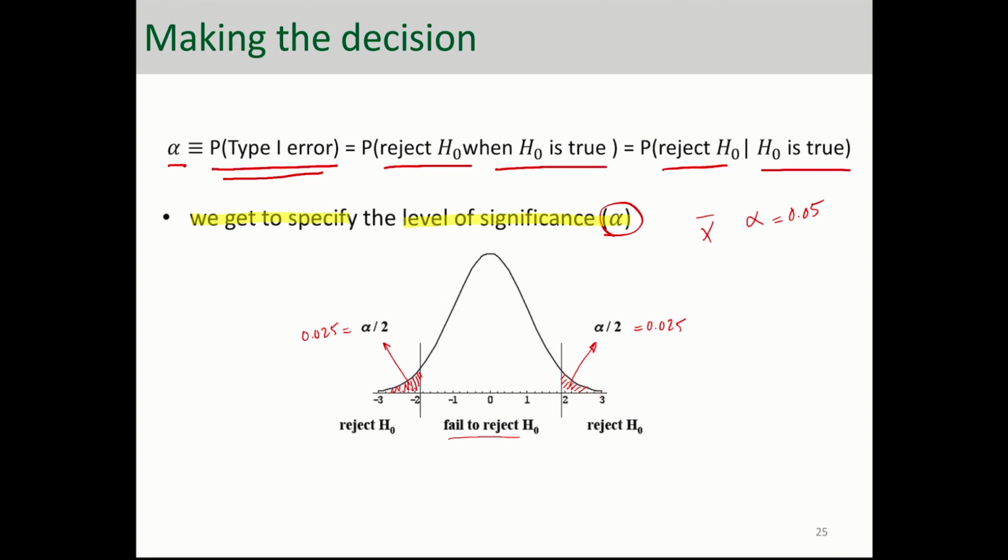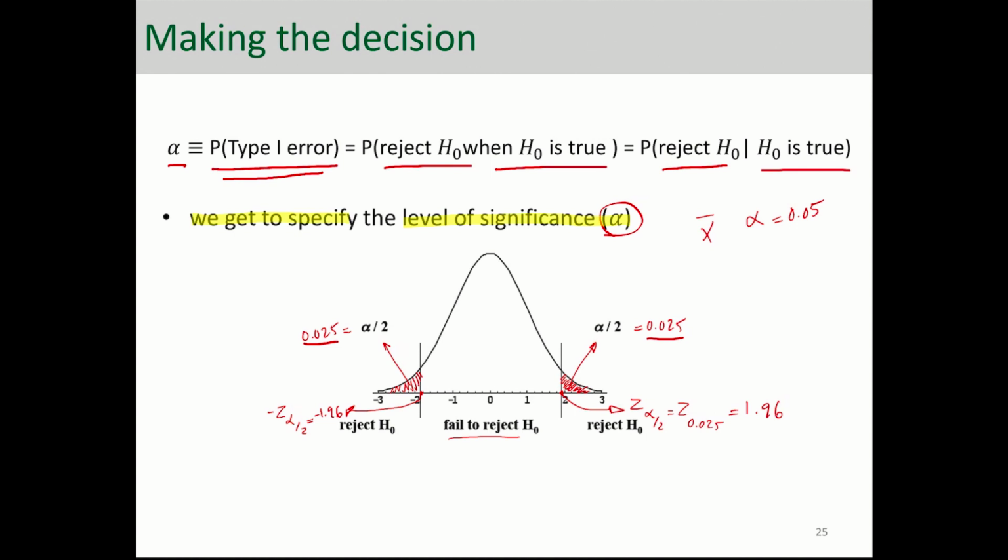And if this area is 0.025, you can determine these values on the Z scale. In fact, this value is going to be Z of alpha over 2, Z of 0.025, and this 0.025 refers to the area under the curve. And you can read that from the table. That is 1.96. Because the normal distribution is symmetrical, this one is also negative Z of alpha over 2, so negative 1.96.